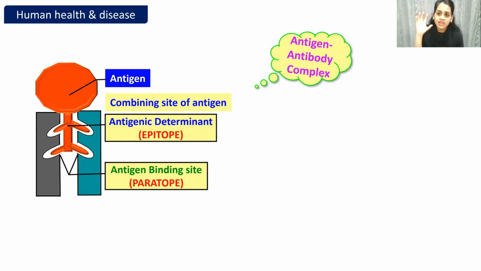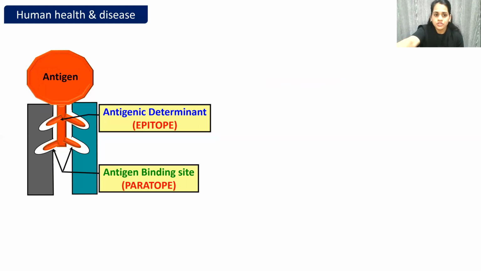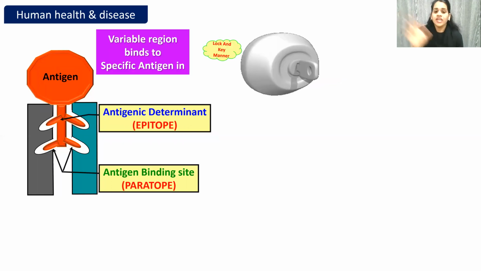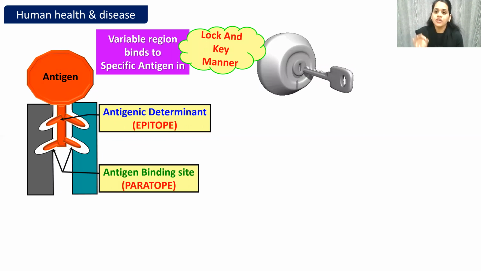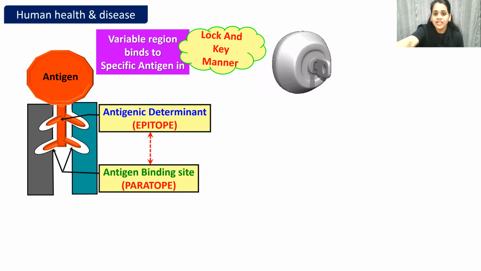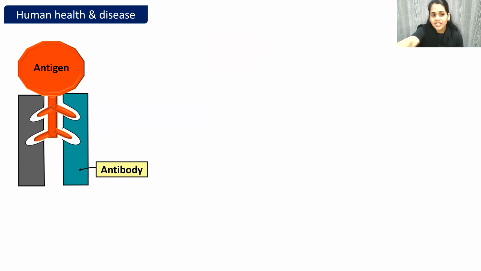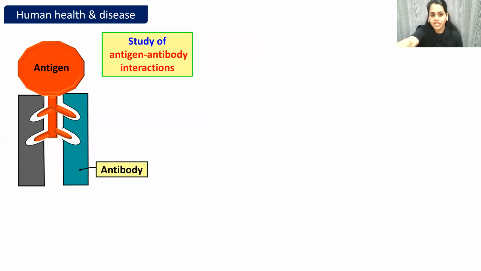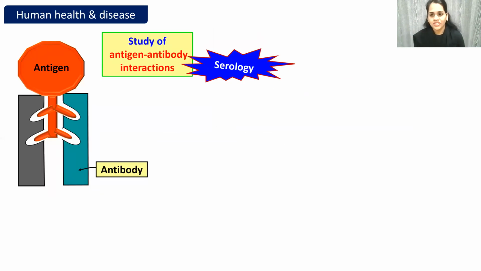Okay, we have understood that the variable region of the antibody has an antigen binding site which is called the paratope. The antigen has an antigenic determinant, the antigen binding site, which is called the epitope. Now, this variable region binds with a specific antigen in a lock and key manner. In a lock and key manner. Understood? So this epitope and paratope are highly specific because we have studied that antibodies are very much specific in nature. And the study of antigen and antibody reactions is also called serology. Is it clear? So I hope you have understood this part.